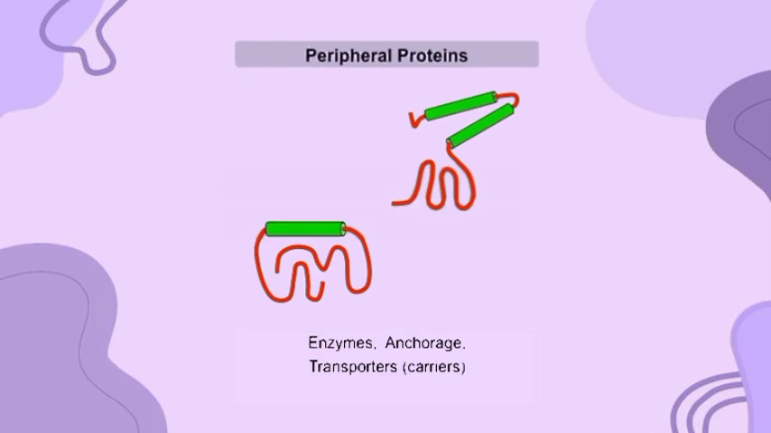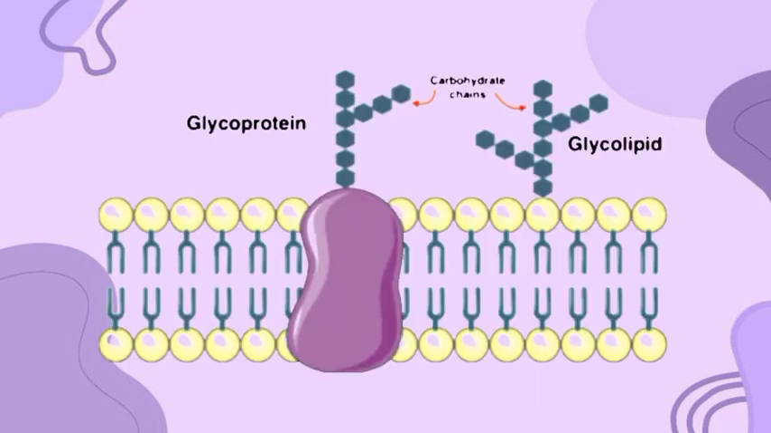Peripheral membrane proteins are proteins that are only temporarily associated with the membrane. They can be easily removed, which allows them to be involved in cell signaling. Peripheral proteins can also be attached to integral membrane proteins, or they can stick into a small portion of the lipid bilayer by themselves. Glycoprotein and glycolipid.